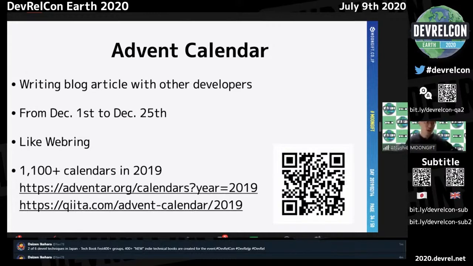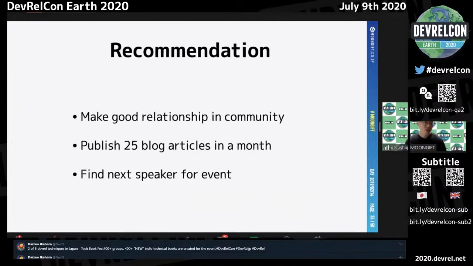Last year, over 1,100 Advent calendars were registered. In other words, 25,000 articles were made in just December. The great thing about Advent calendars is that they connect people who are interested in the same technology or themes. If you are interested in a certain technology, such as GCP, MongoDB, AWS, or TensorFlow, 25 blog posts will be created in December. It's amazing.